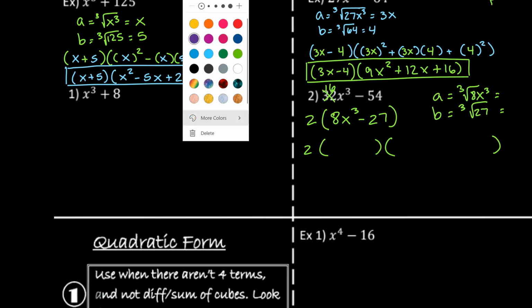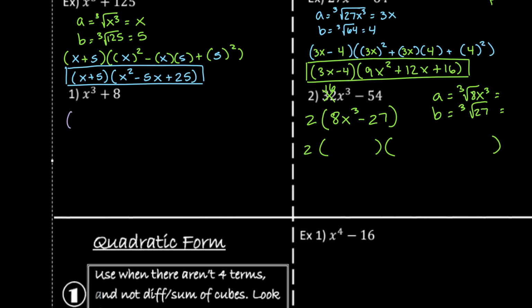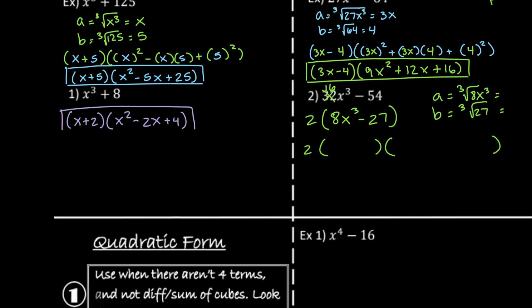x plus 2, parentheses x squared minus 2x plus 4. Beautiful. Any questions or anyone need me to explain how we got that? And is x squared minus 2x plus 4 factorable? Are there two numbers that multiply to get 4 but add to get negative 2? No. What would we do if it was factorable? You'd factor it. If it was factorable, you'd go ahead and factor it.